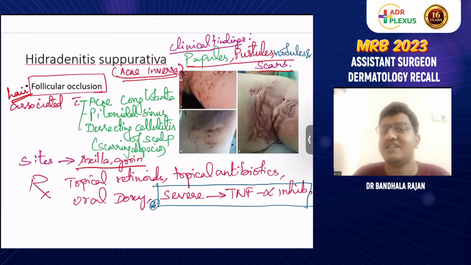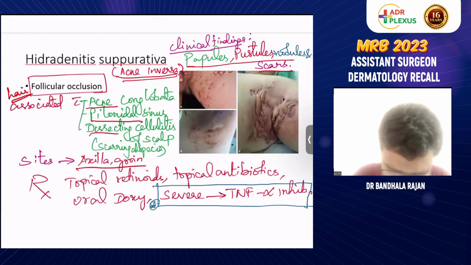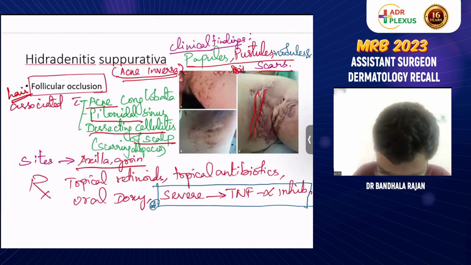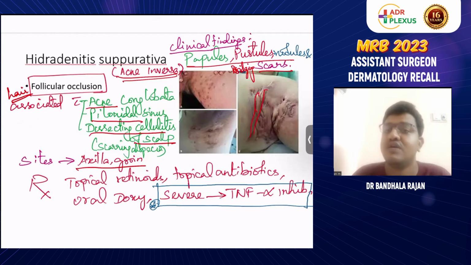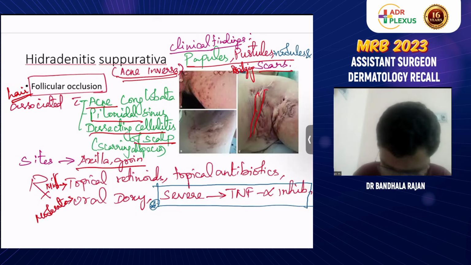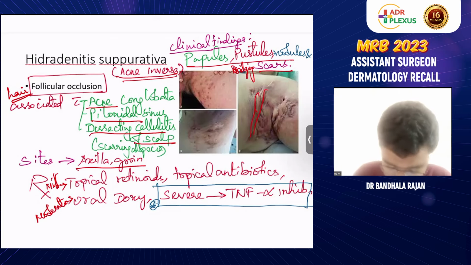Other important points: this follicular occlusion is also seen in conditions like acne conglobata, pilonidal sinus, and dissecting cellulitis of scalp. The lesions can be papules, pustules, nodules, and bridging scars. The treatment is based on the severity of the lesions. If it is mild, only topical retinoids and topical antibiotics will be helpful. If it is moderate, you can give oral tetracyclines. If it is severe, TNF alpha inhibitors. If there are scars, you can do CO2 laser ablation.